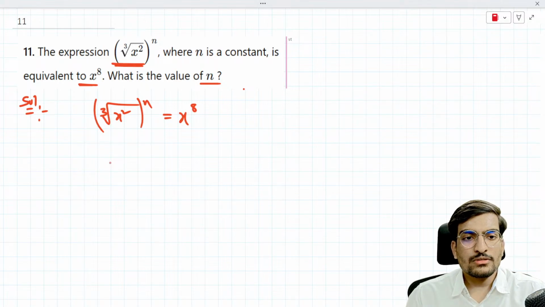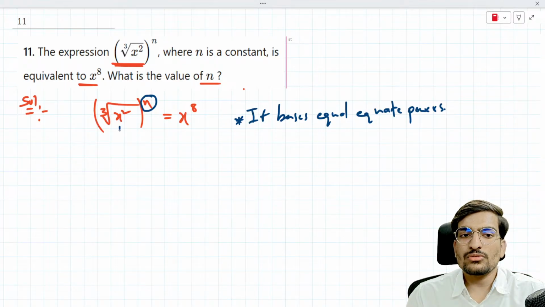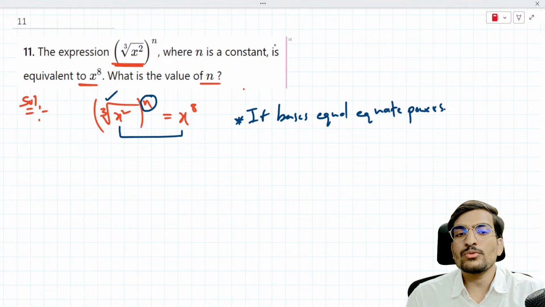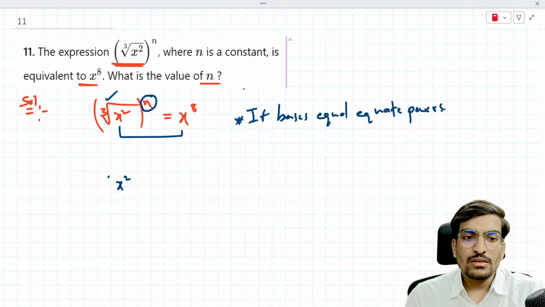Now we have to find the value of n. I already told you, whenever we are trying to find the value of an exponent, if bases are equal, equate powers. So we are going to use this rule, and we try to equate bases. How can we equate bases? We have to remove this cube root. So I'll write it as x square whole power 1 by 3, and whole power n.